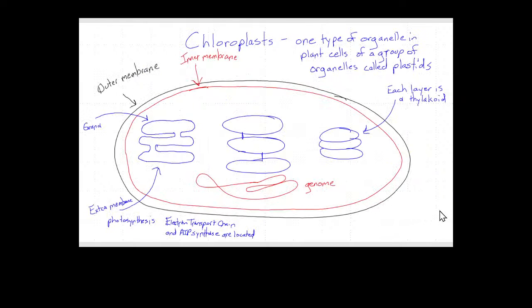Moving on, we have chloroplast next, and again, this is a type of organelle in plant cells that is in a group of organelles called plastids. And as long as I just talked about the genome of mitochondria, I'll point out that this has its own genome.